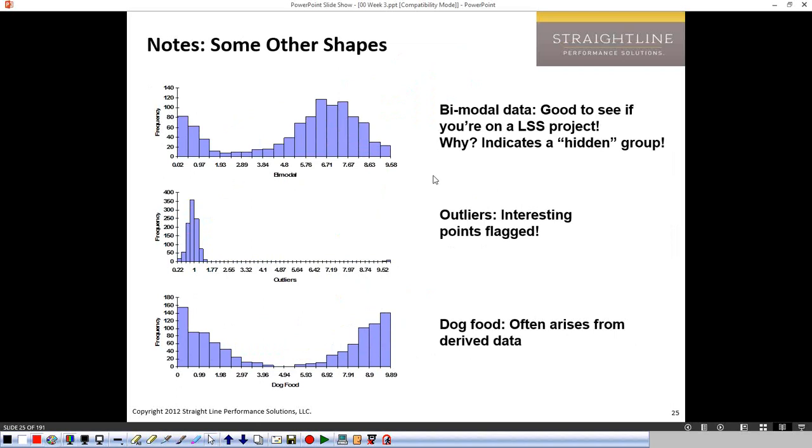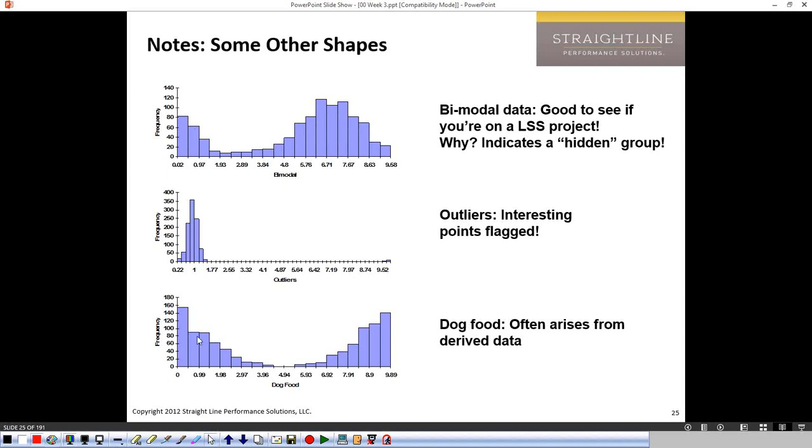Bimodal data. This is often a shape that's very helpful because when you see something like this, it means that you may have a group in there that you want to find. What's driving that group? Okay. Heights of men and women, if you mix them in, might look like this. It won't be this pronounced, but men generally are a little bit taller than women.